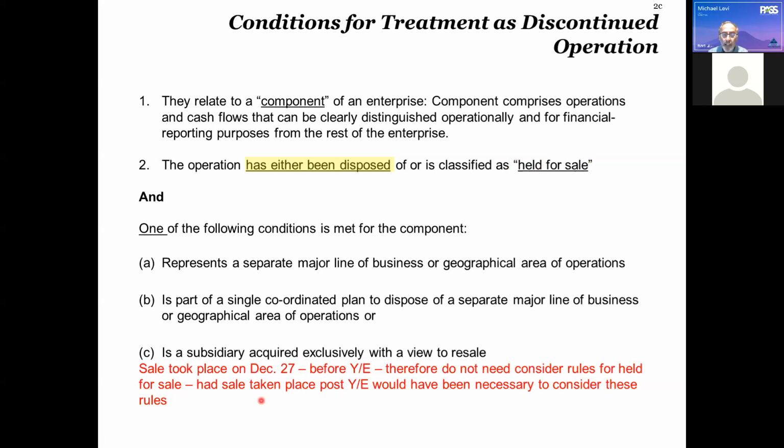Had the sale taken place post year end, say 15 days after year end, we could still treat it as discontinued if it meets all the conditions, but we'd have to be able to reclassify it at year end as held for sale. Because it took place prior to year end, we don't have to worry about the held for sale conditions.